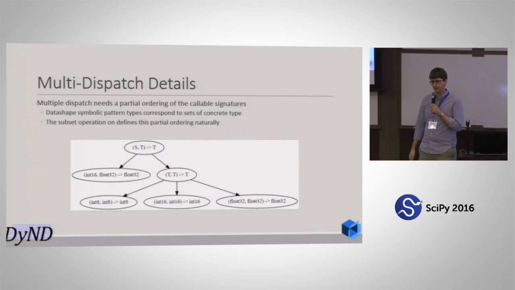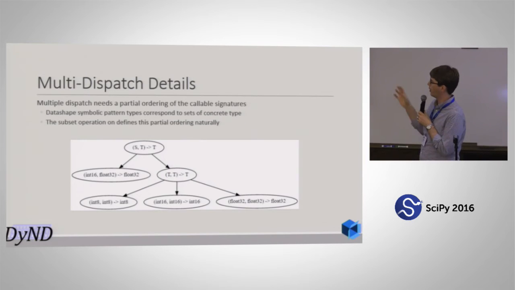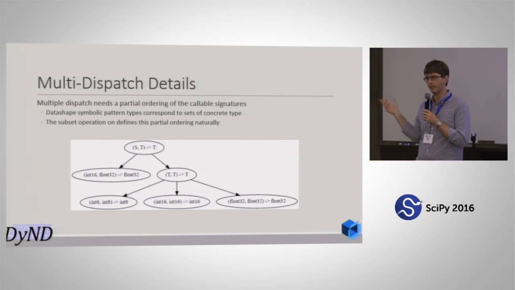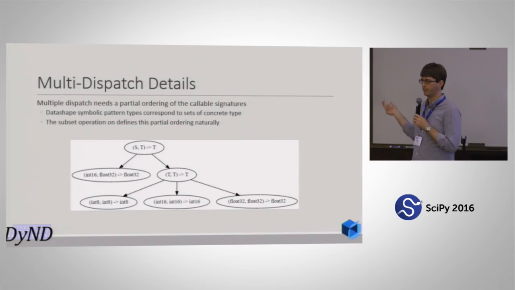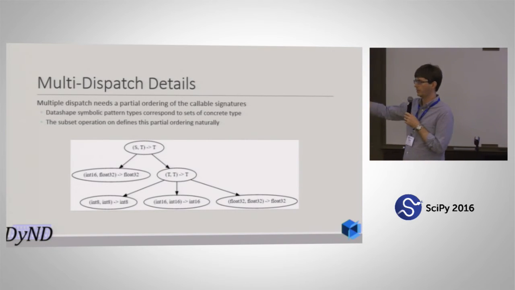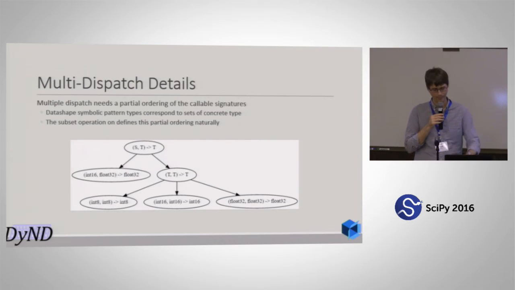Basically, to do multi-dispatch, you need partial ordering on your signatures, and we get that from a subset relation on the sets of types that a pattern data shape will match against. So this graph is just showing an example of how such a partial ordering will look. All of the concrete signatures are completely independent. They're not greater or less than each other, but then the symbolic types have this matching relationship.